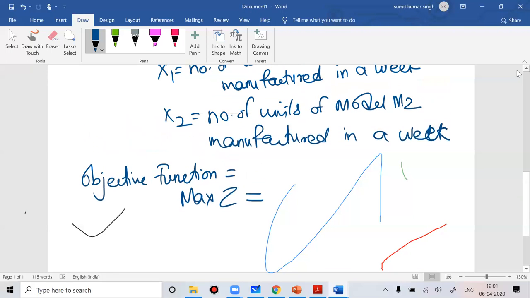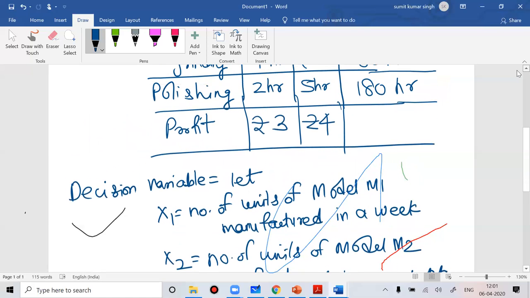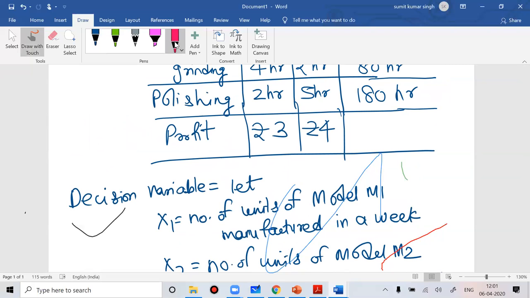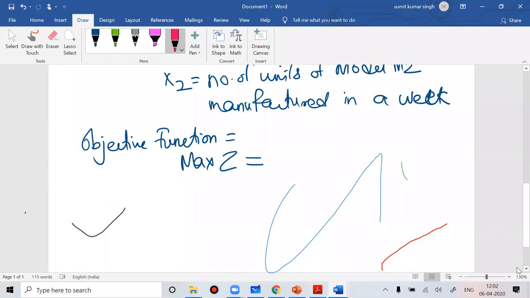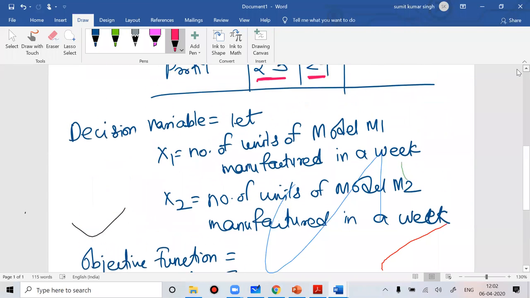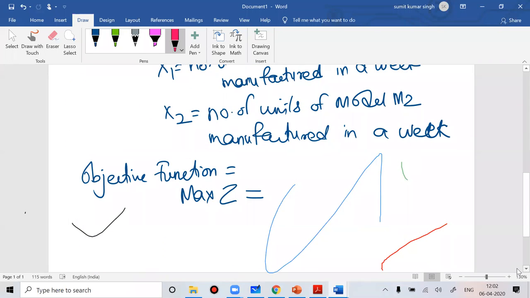So what is my objective function? I'm manufacturing X1 units of M1 and X2 units of M2. My objective is to maximize my profit. On one unit of M1, I'm getting 3 rupees profit. On one unit of M2, I'm getting 4 rupees profit. So you write the objective function: maximize Z equals 3X1 plus 4X2. This is your objective function.